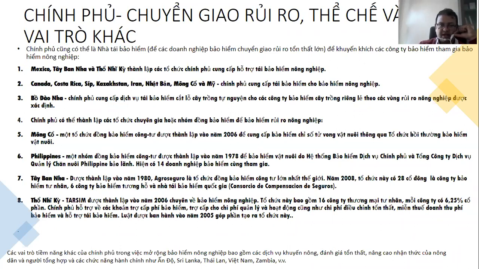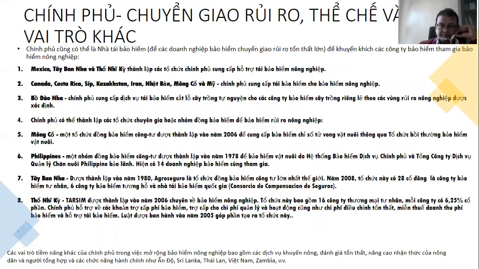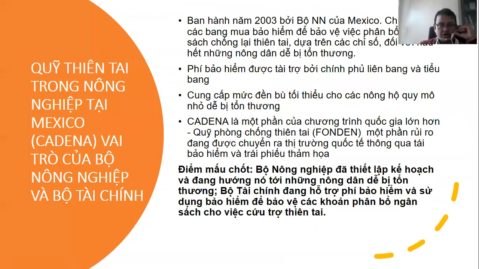So in the next slide, we're talking about the Mexican Agricultural Fund for Natural Disasters, or CADENA. This was launched nearly 20 years ago in 2003 by the Ministry of Agriculture. Essentially in this system, state governments purchase insurance in order to protect their budgetary allocation from specific risks. So the risks are mostly related to natural disasters on an indexed basis. And the focus here is on the more vulnerable low-income farmers.